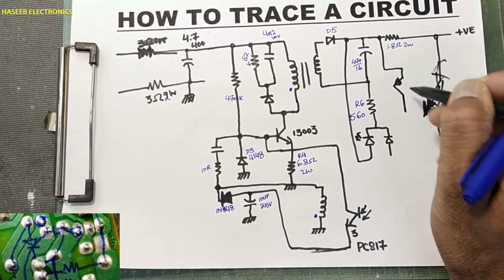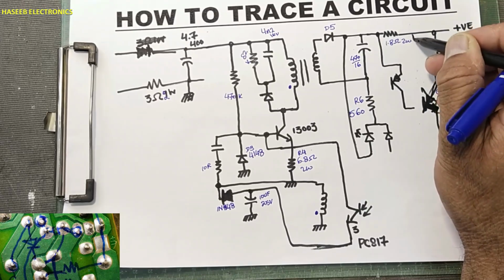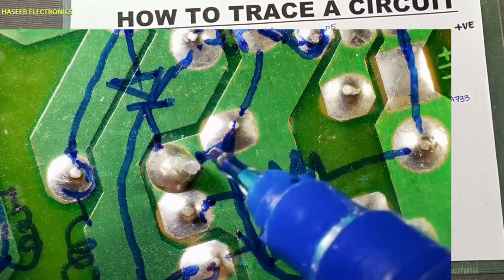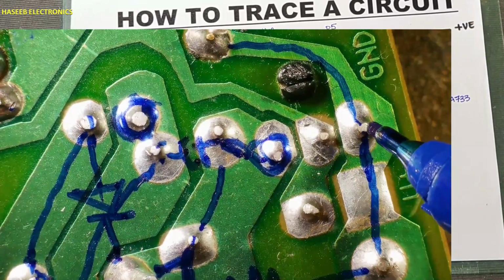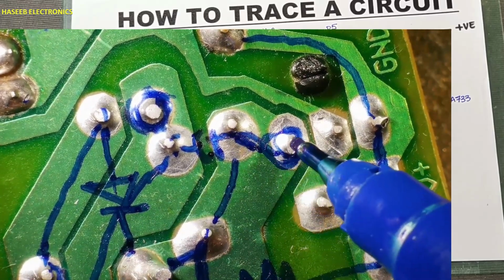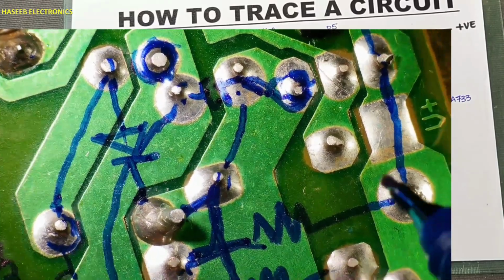Emitter, collector. Collector is connected here. Positive terminal is reaching to the collector. Positive terminal is also directly reaching to the emitter. It is working as a shunt regulator.